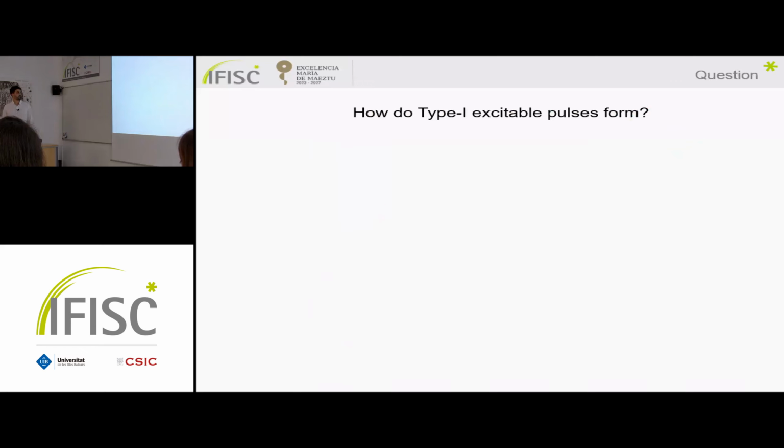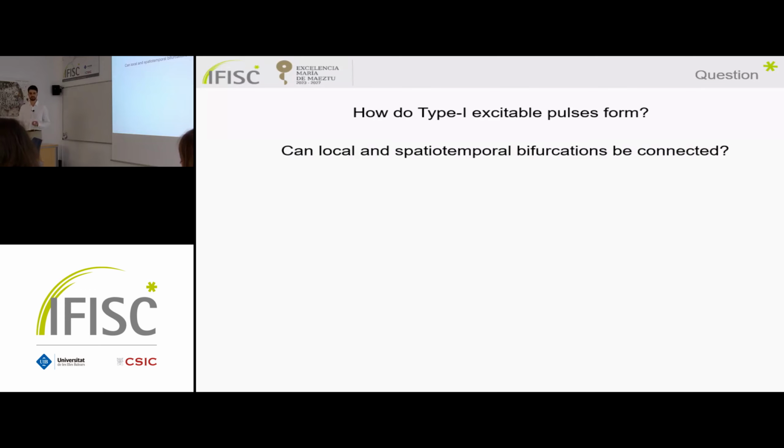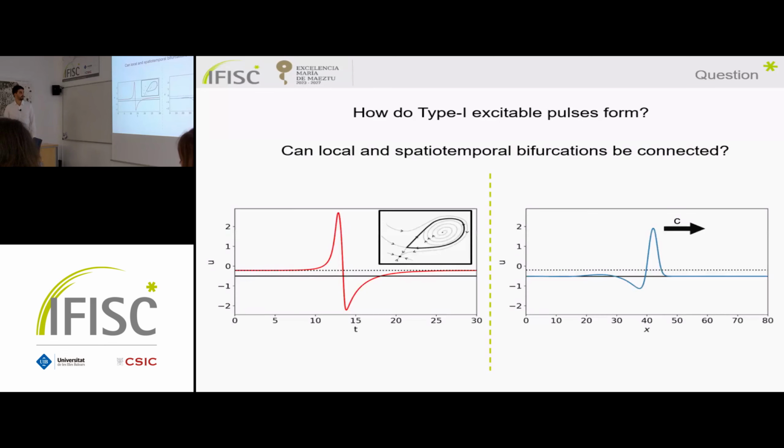Because of that, in this talk, we will try to see how type 1 excitable pulses can form in this kind of system, and if we can relate the bifurcation that creates this kind of pulses with a local bifurcation of the system without spatial coupling. So the connection between, in this case, for example, the homoclinic bifurcation and the formation of pulses.